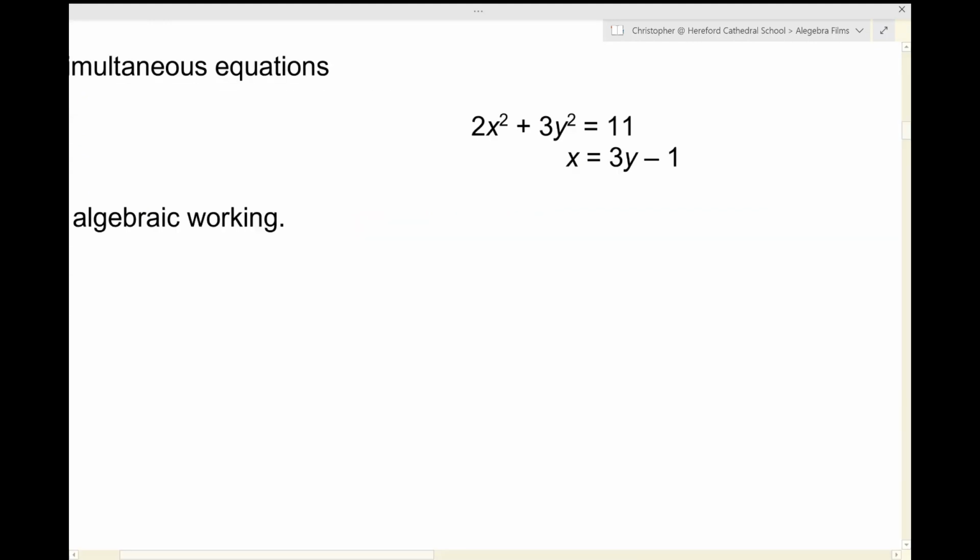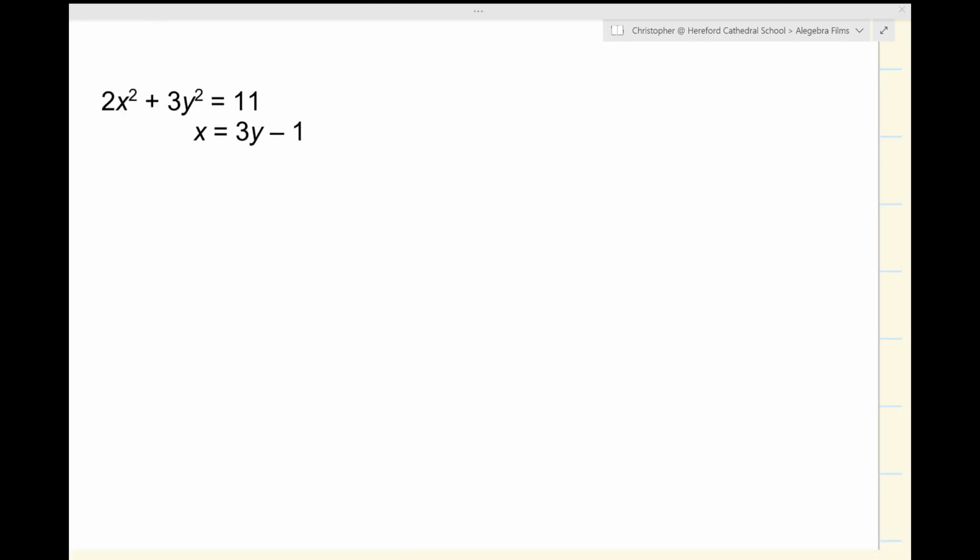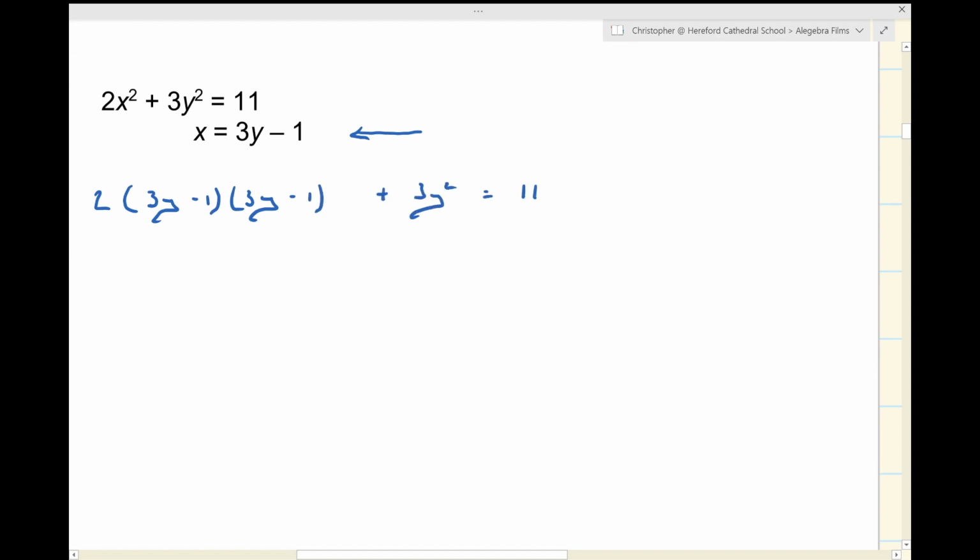Question 2. Right, in the second equation here, I've got an expression for x. So I'm simply going to substitute that into the first equation. So I'm going to have 2 multiplied by x squared. So that's going to be 2 multiplied by (3y minus 1) multiplied by (3y minus 1). And now I'm going to copy down the rest of that top equation.